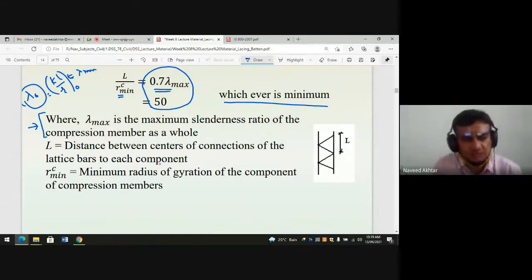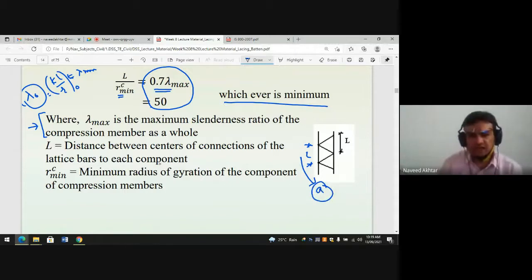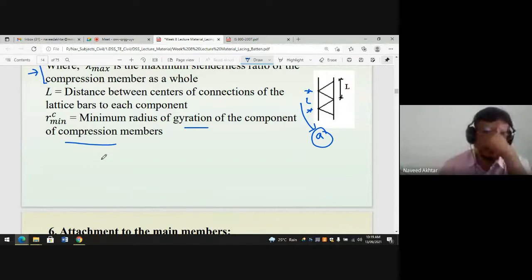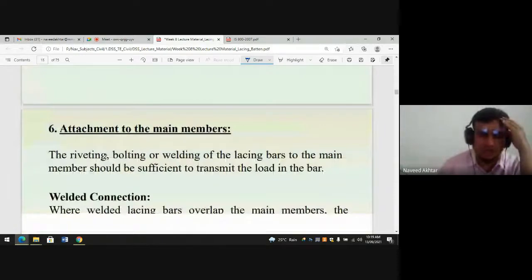Okay. Here is the distance between centers of connection of the lattice bar. This is the N, and sometimes it is denoted by A. It depends on you what you denote, but you should know how to calculate it. Then R minimum is the minimum radius of gyration of the component of the compression member. Okay.